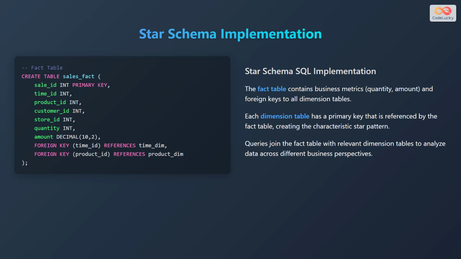table. The fact table contains the business metrics, such as quantity and amount, and the foreign keys to all the dimension tables. Each dimension table has a primary key that is referenced by the fact table, creating the characteristic star pattern. Queries join the fact table with relevant dimension tables to analyze data across different business perspectives.